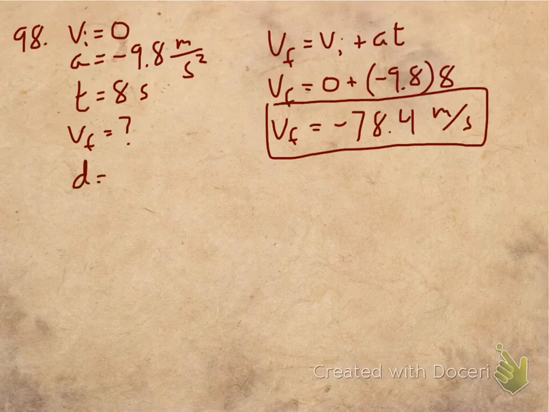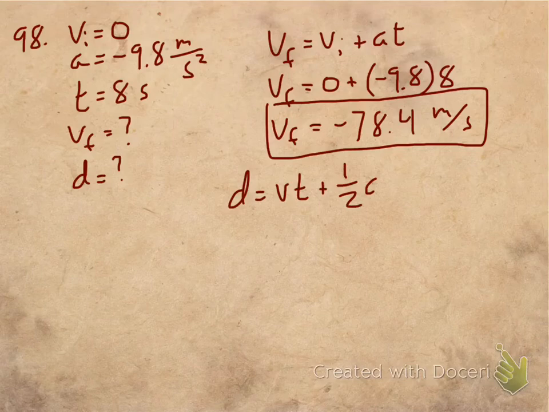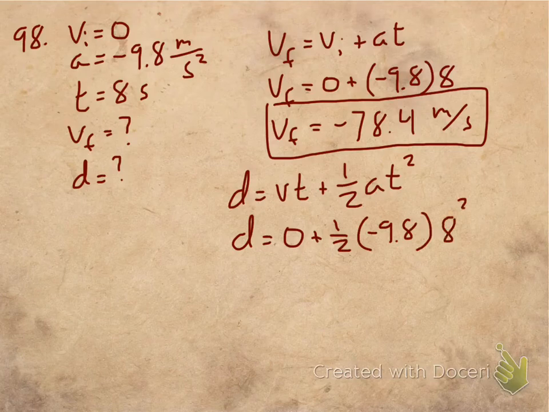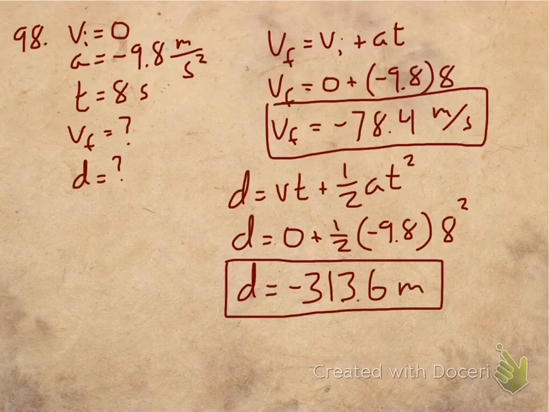Next question is, what is the displacement during this time? Well, we can use this equation: d equals Vi t plus 1/2 At squared. The first term goes to 0 because there is no initial velocity. So we just have the 1/2 At squared. Plug in the numbers there for you. And we have a negative displacement because we're going down.